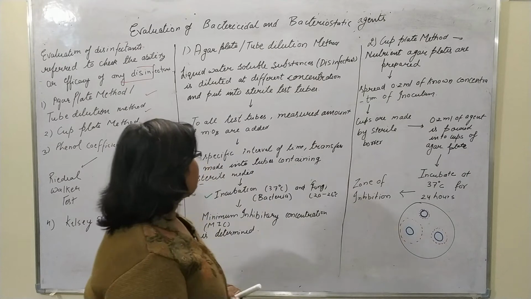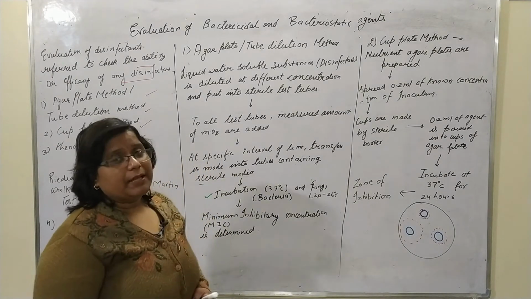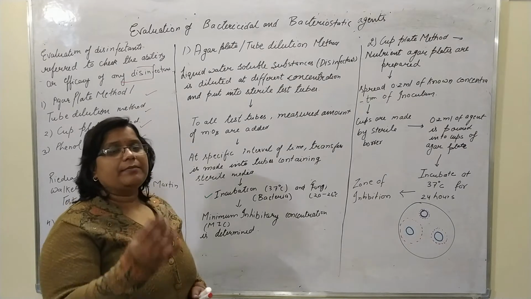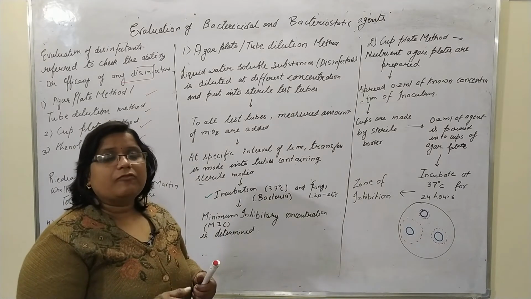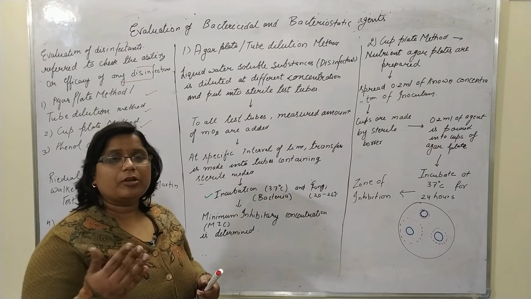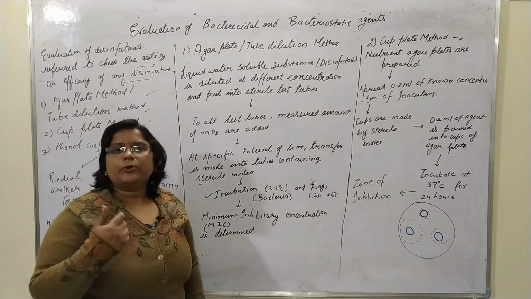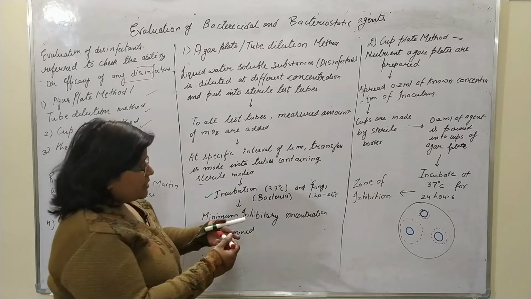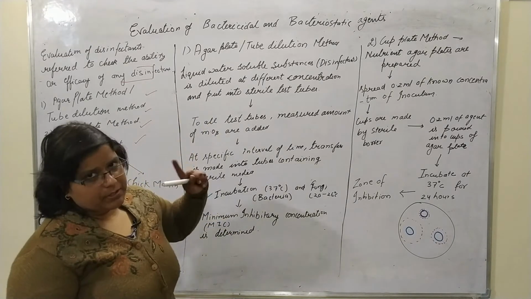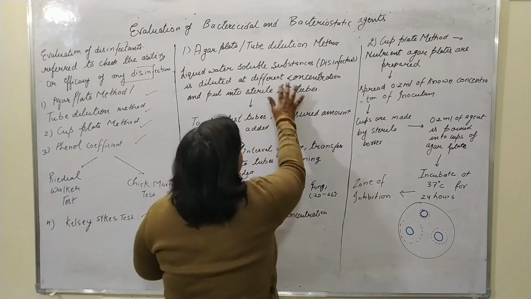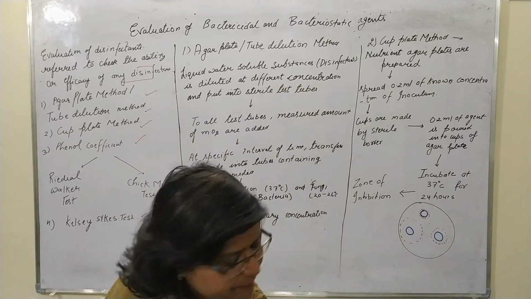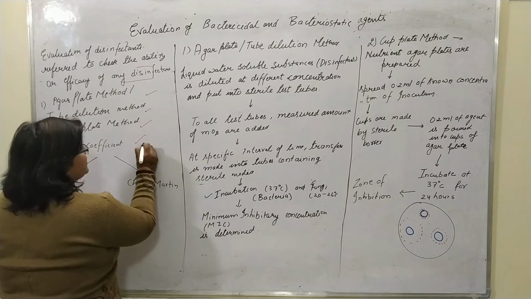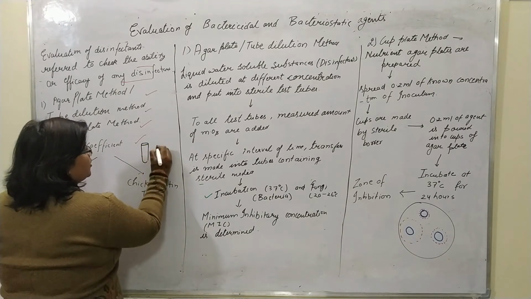First is the agar plate or tube dilution method. In this method, the test is performed in a liquid medium like nutrient broth, or in a solid medium like nutrient agar. In both types you can do this. Here first you will take the liquid, water soluble disinfectant at different concentrations. Suppose you take test tubes, here 5 test tubes you have taken.